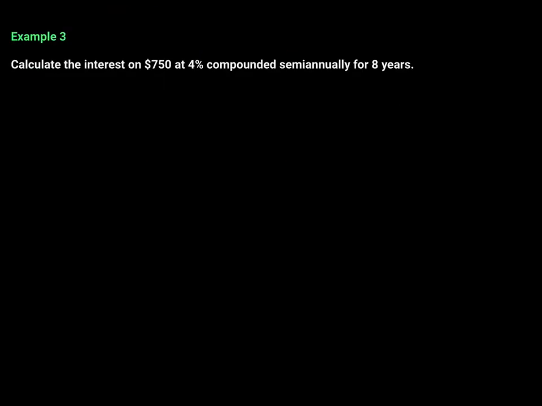All right, here's a new example. We are being asked to calculate the interest on $750 at 4% compounded semi-annually for 8 years. So this is your principal, this is your rate, this is your n value, which is 2, and then your time. All right, so here's the formula again.